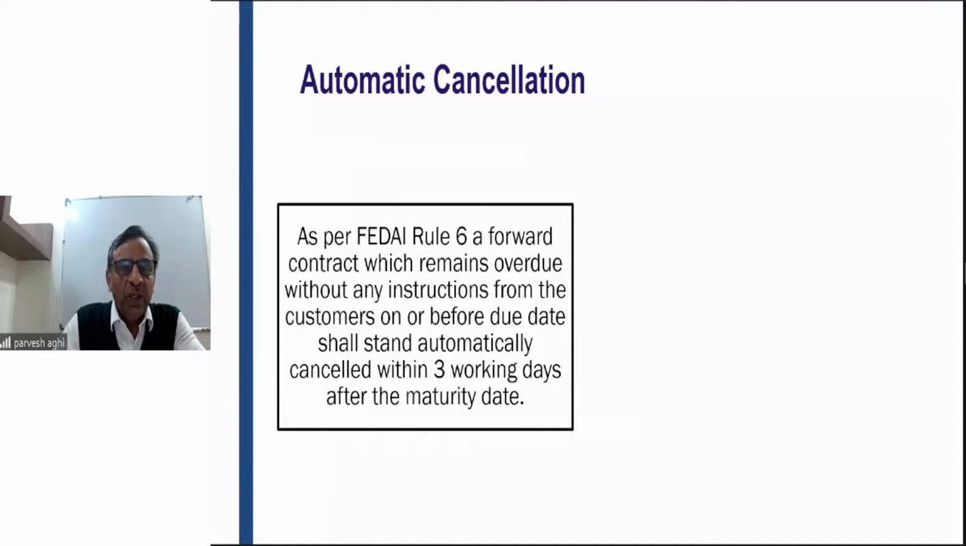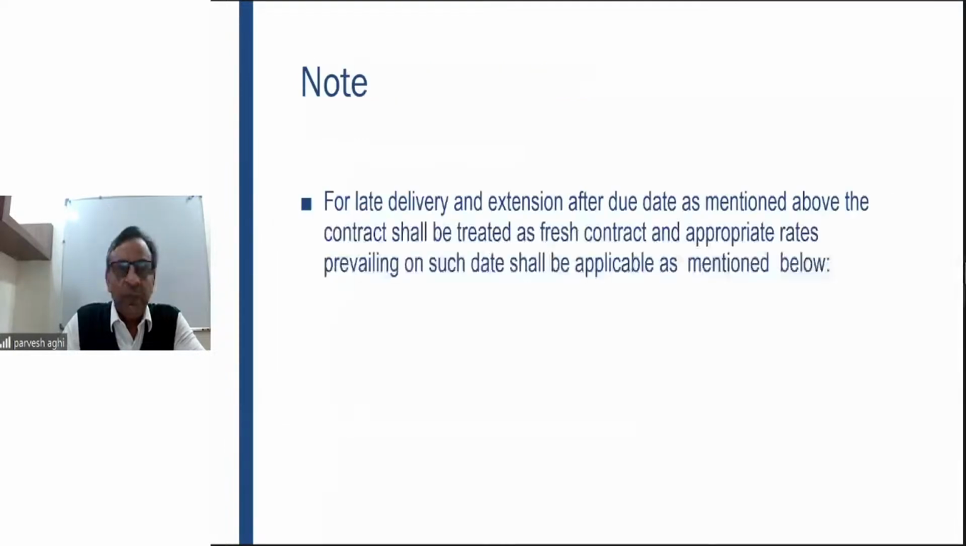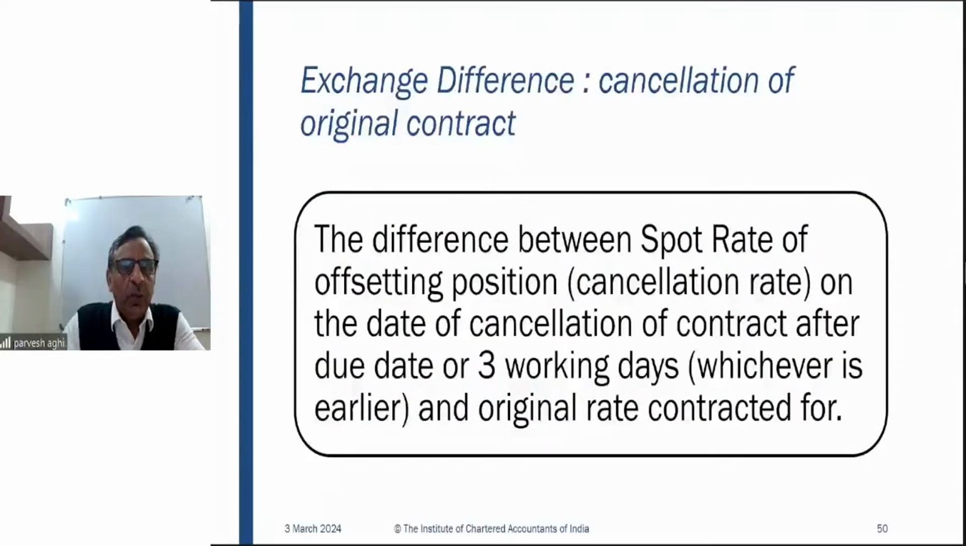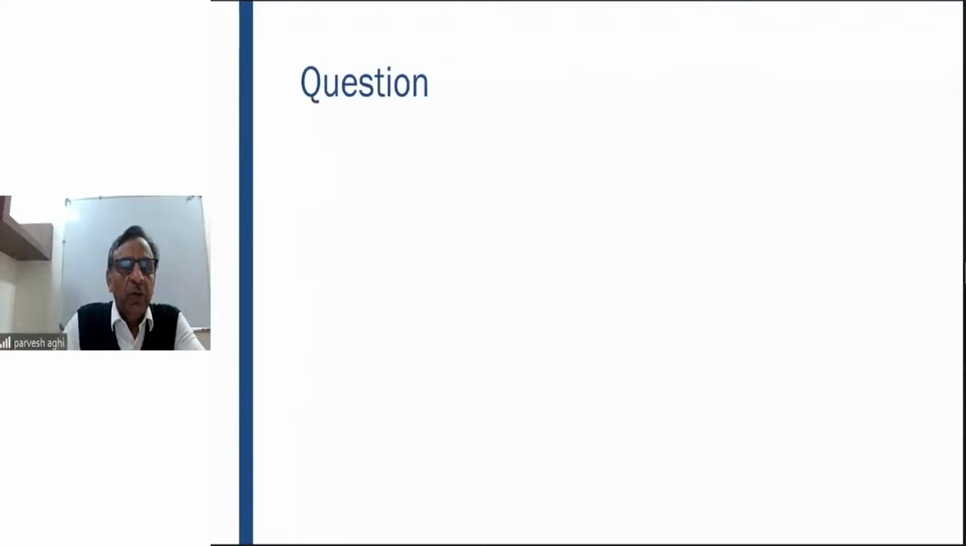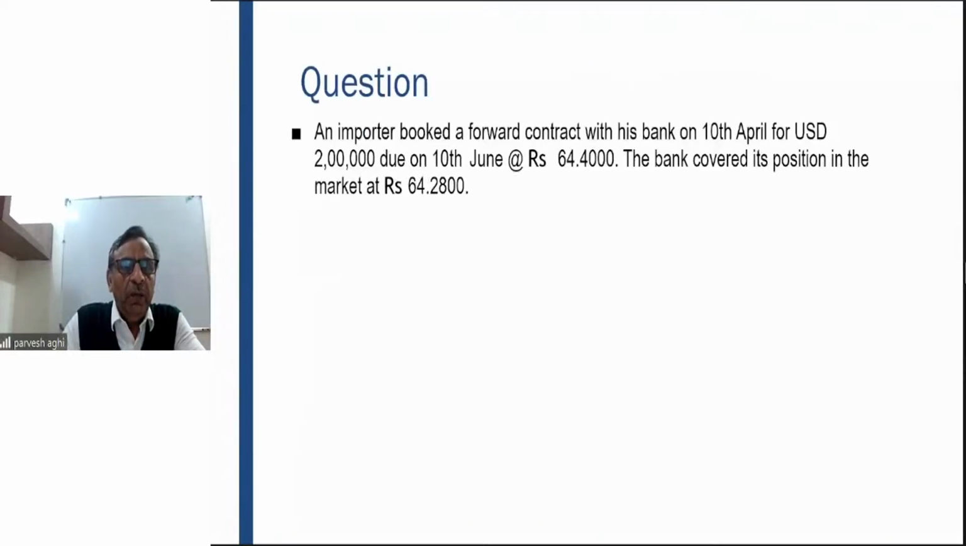Okay, or of course they can even inform you later. So let's take a question here. The question is: an importer booked a forward contract with the bank on 10th April for US dollar 2 lakh due on 10th June at the rate of 64.40.